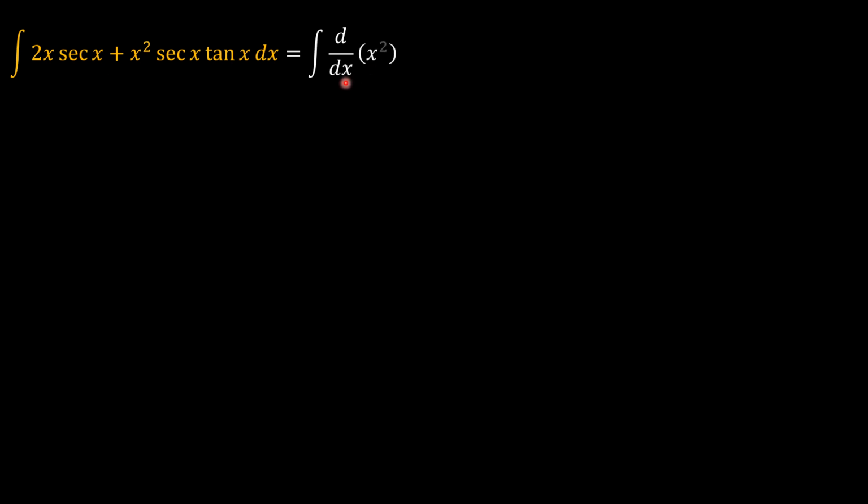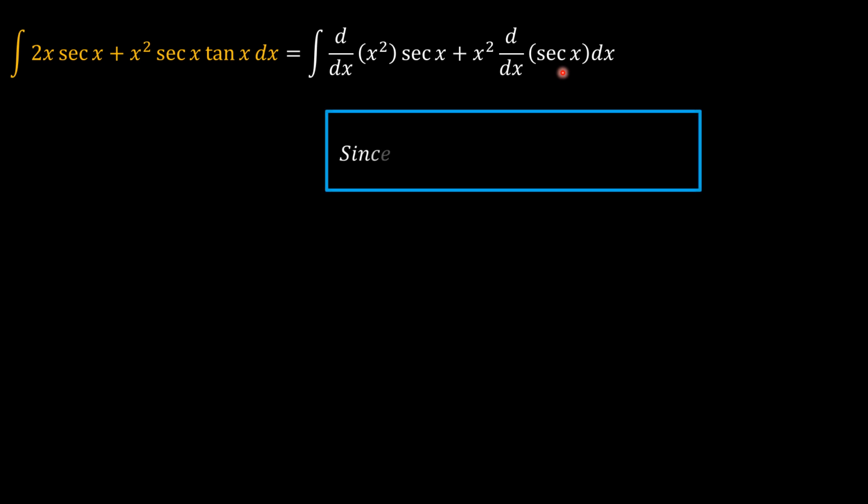So I'm just going to put that as the derivative of x squared times secant x plus x squared times the derivative of secant x. So what we see here is the product rule. When you differentiate a product of two functions, u and v, you get u times the derivative of v plus v times the derivative of u, and that's what we see.